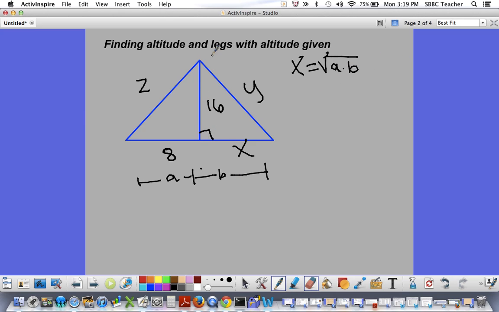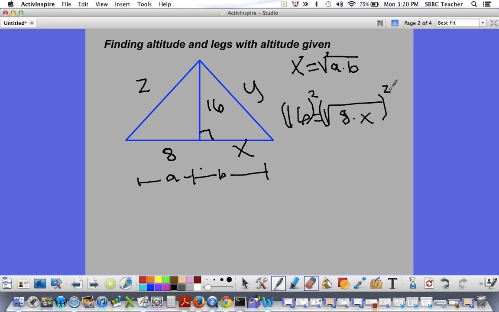the altitude. But in this case, altitude is given, so we could do 16 equals square root of 8 times x. We're solving for x. The x is under the square root, so we need to get rid of the square root. The way you get rid of a square root is by squaring it. So whatever we do to one side, we have to do to the other.